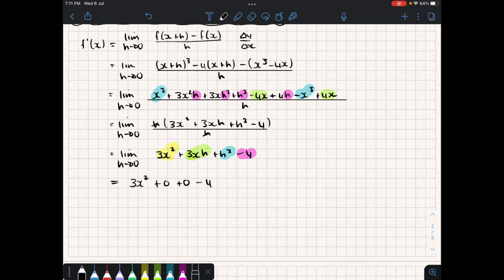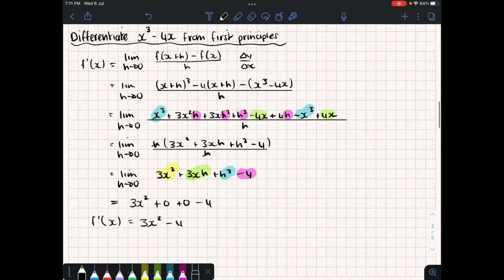And so we get our gradient function f dash x is equal to 3x squared minus 4. And I'm sure because you've learned the power rule at IGCSE, you will notice that it differentiated exactly the way you expected it to. However, now you have an idea of where the power rule came from. It comes from the fact that we noticed a pattern when we learned to differentiate functions from first principles.